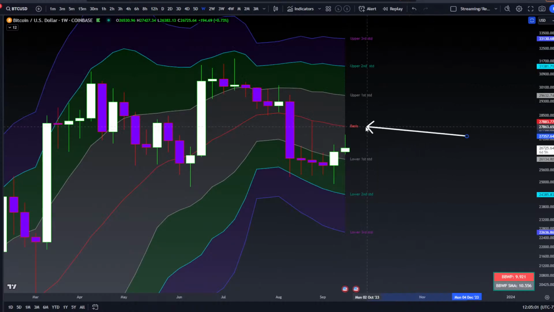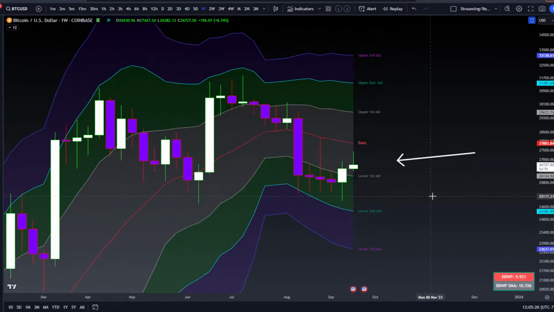Now, this is all hypothetical as Bitcoin is still trading below the basis on the weekly. And if it does lose the lower first standard deviation, which is at 26,134, then of course we're looking to the lows on the weekly, 25,800 and lower. From the daily perspective, we would want to see the weekly close above 25,800.